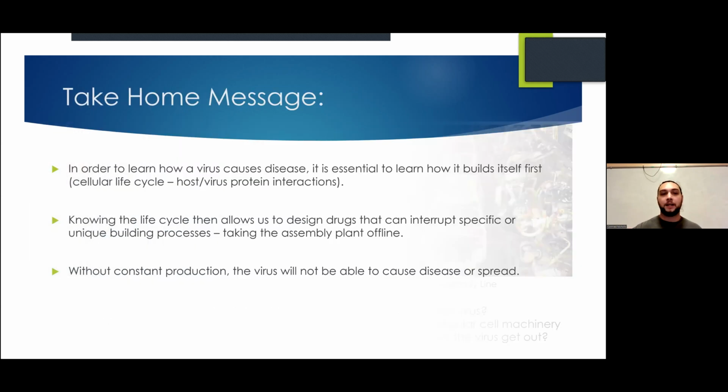In order to learn how a virus causes disease, it is essential to learn how it first builds itself. This is why we study the cellular life cycle and also study host and virus protein interactions. Knowing the life cycle can then allow us to design drugs that can interrupt specific or unique building processes, taking this assembly plan completely offline. So without constant production, the virus will not be able to cause disease or spread.